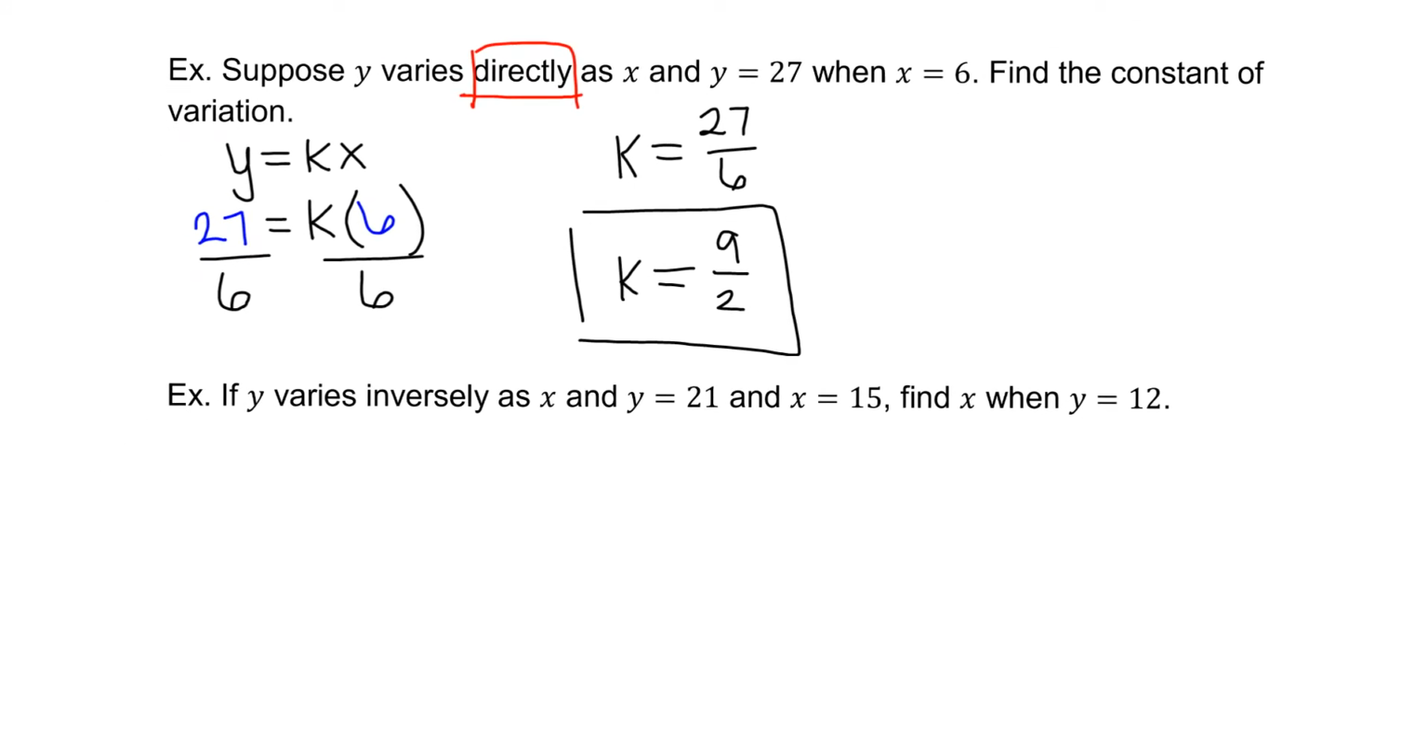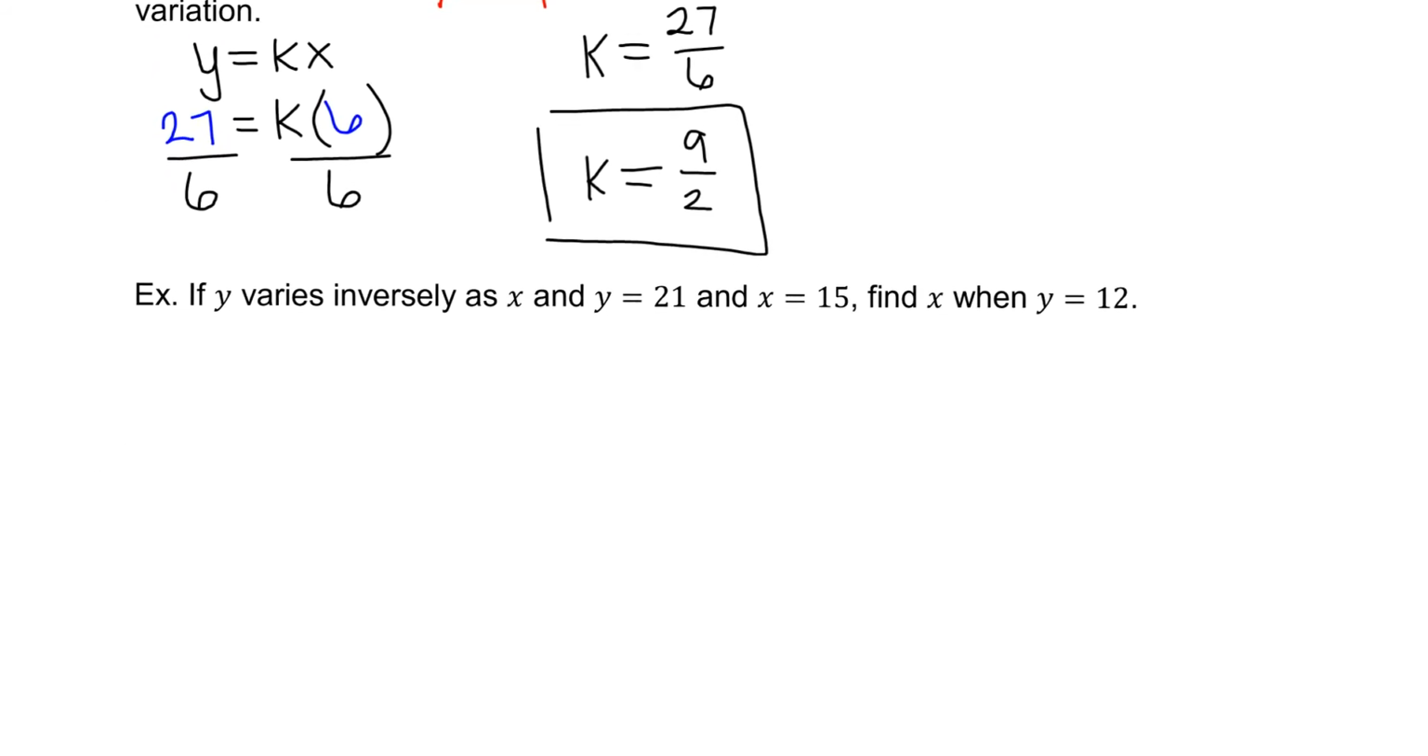So that's what we're going to do in our second example here. If y varies inversely as x and y equals 21 and x equals 15, find x when y is 12. So let's first figure out what type of variation we're talking about. It says right here we're talking about an inverse variation. So I know inverse variation is y equals k over x. And in the problem, we want to find x when y is 12.